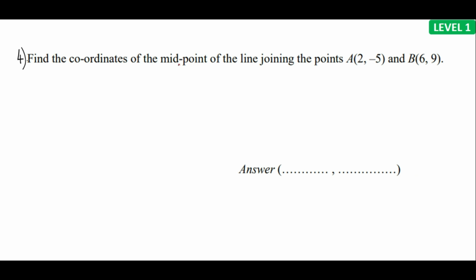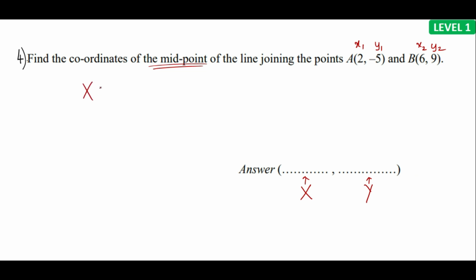Find the coordinates of the midpoint of the line joining the points A(2, -5) and B(6, 9). This is a pretty easy question. You just have to label them first, x1, y1 and x2, y2, and we just apply the formula. See, they are asking you for the coordinates. You have to write the x coordinate and the y coordinate.